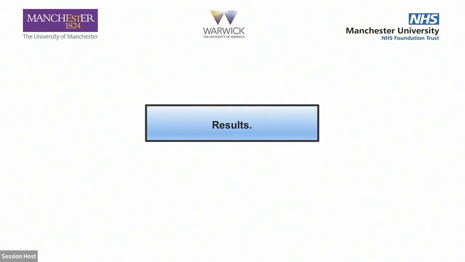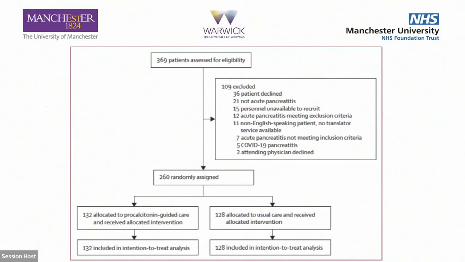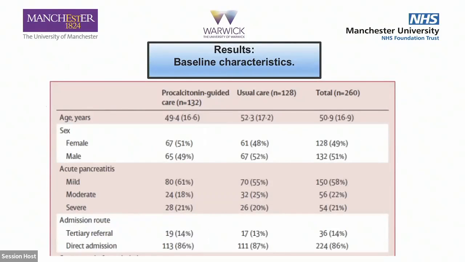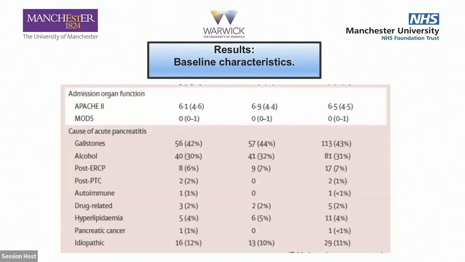I'm going to focus on our results. So 369 patients were assessed for eligibility. 132 were randomized to the intervention arm, 128 to the control arm. All of these patients' results were available in the final analysis. If we look at the baseline characteristics, you can see that there's no difference between intervention and control in terms of age, gender, severity of acute pancreatitis, and tertiary and primary admission.